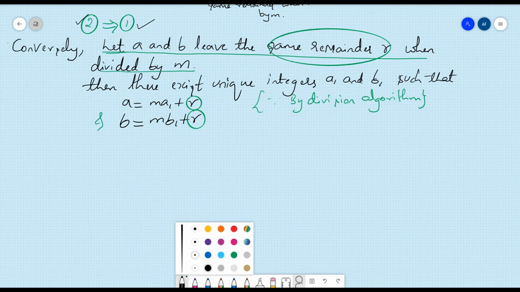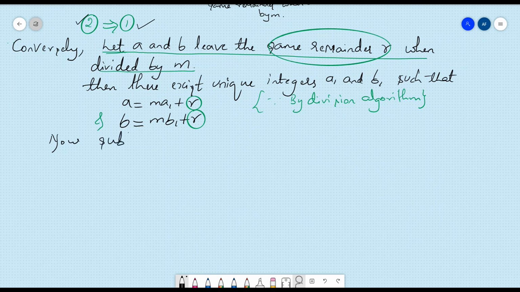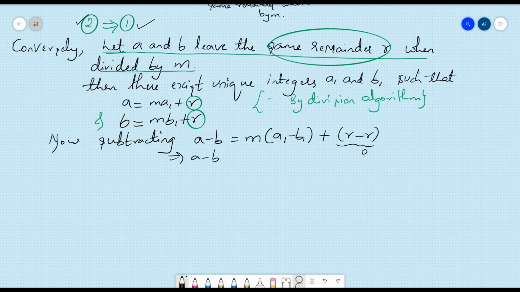Now subtracting, a minus b, what I'll get: m is common here, so m of a1 minus b1 plus r minus r, and this is 0, right? So that implies a minus b is equal to m of a1 minus b1. So by divisibility I can write m divides a minus b. And this is by the definition of congruence, therefore a is congruent to b mod m.